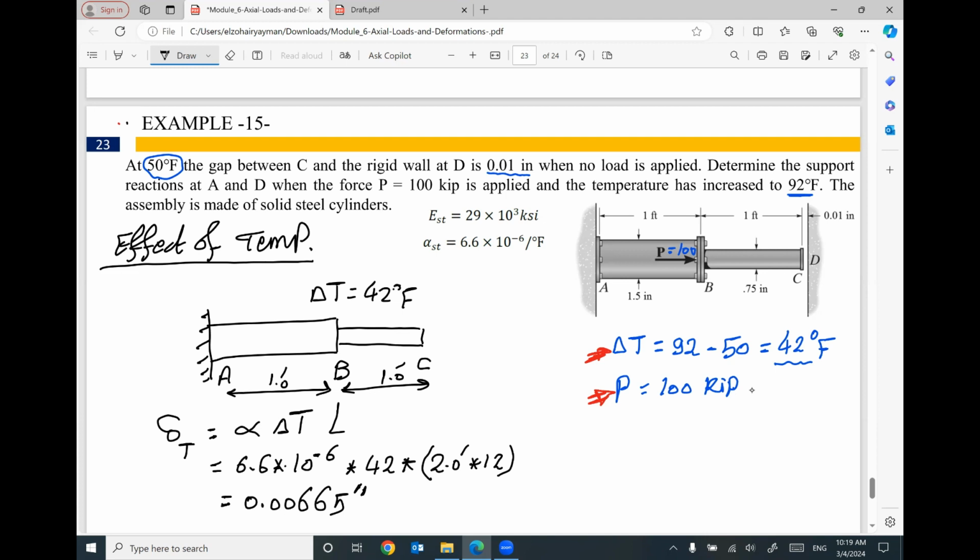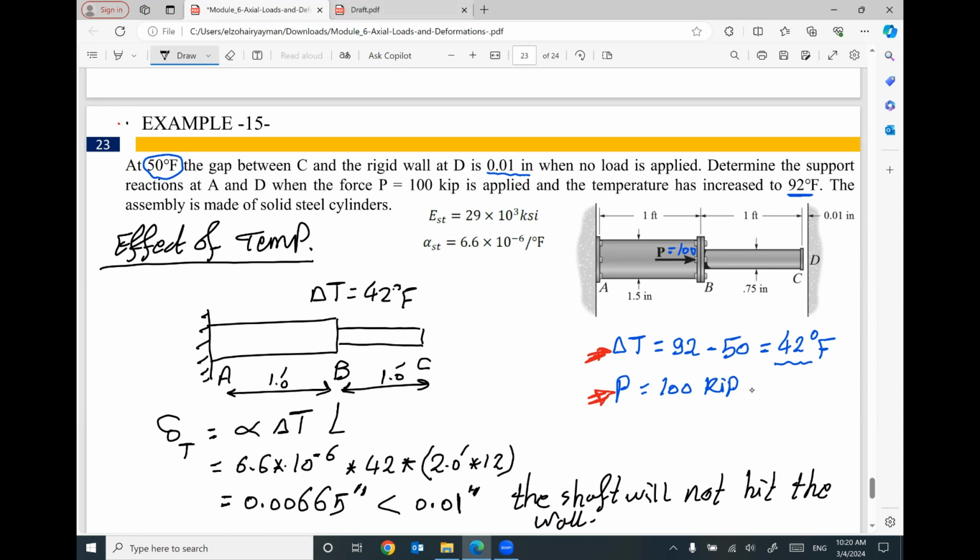Does that make sense? This change in the axial deformation due to temperature is smaller than the gap between the end C and D. So the shaft will not hit the wall.